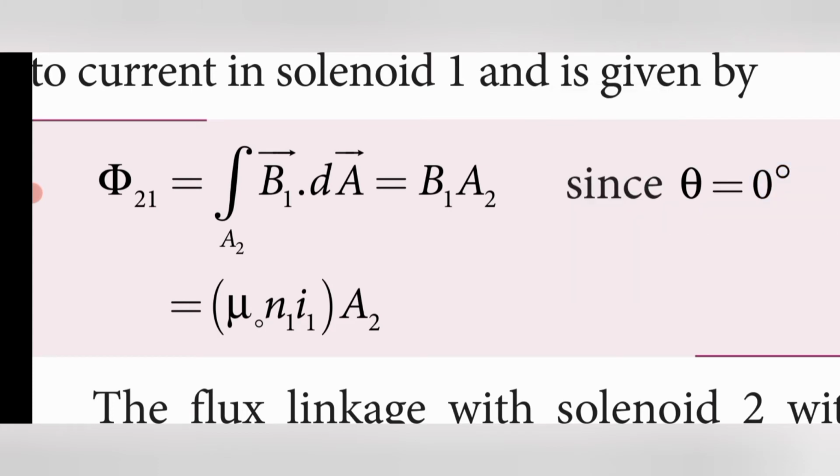So which one is the maximum value? Only at theta equal to 0 do we get the maximum value of B1 and A2. Finally, you have to substitute the B1 value, which is mu naught N1 I1, into A2. So this is the magnetic flux value.